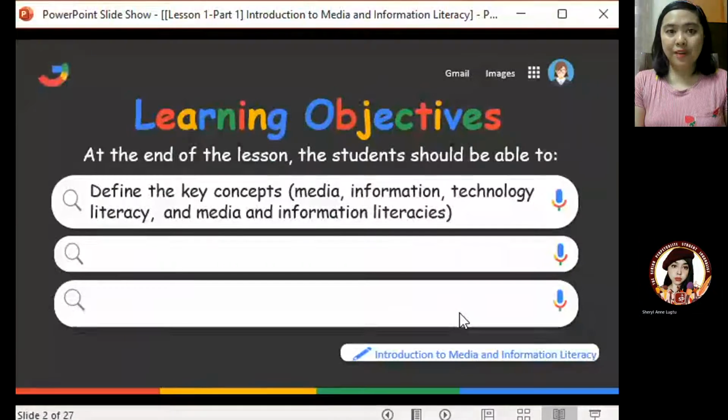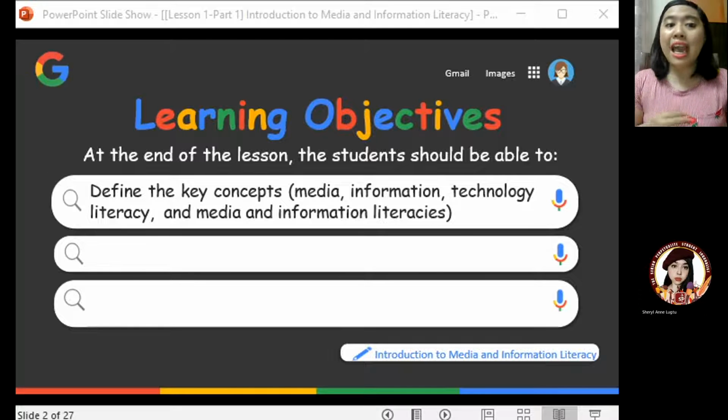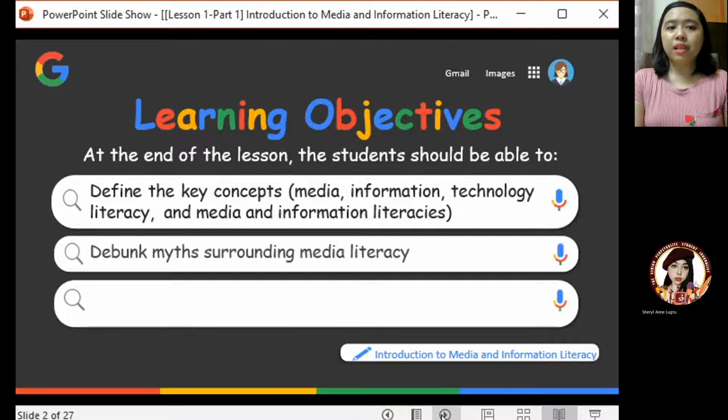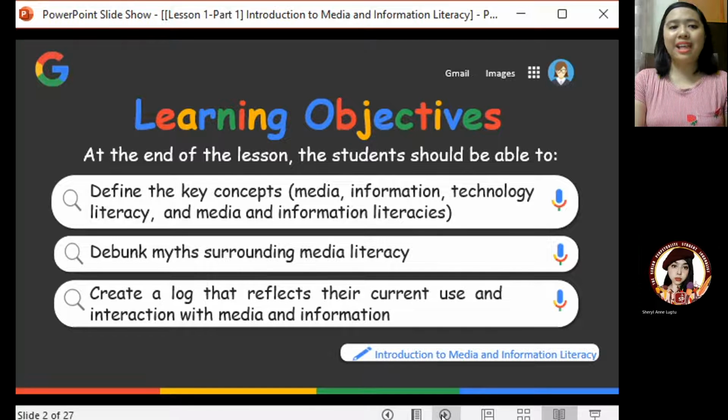Here are the different things that we would have to discuss for today. All right, first off, let's have the learning objectives. For the learning objectives, number one, we will be defining the key terms: media, information, technology, and literacy, and also media and information literacies as a whole. Next one is to debunk myths surrounding media literacy. And the third one is to create a log that reflects the current use and interaction with media and information. So we get to define, to debunk, and also to apply.